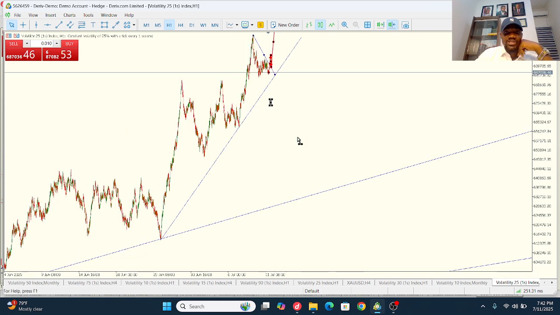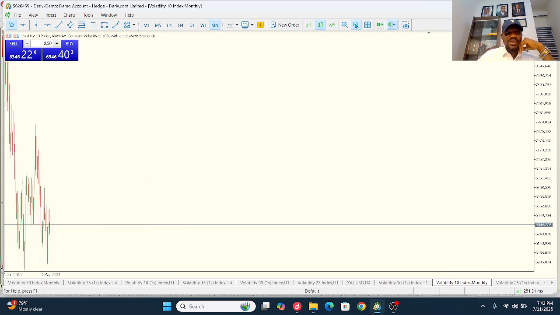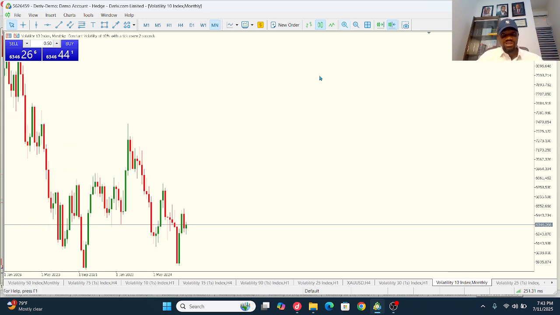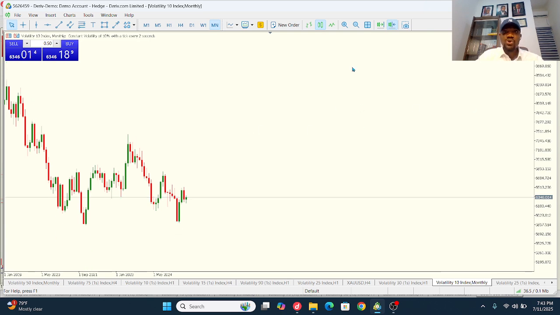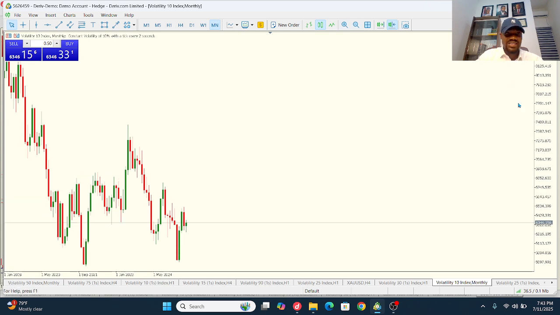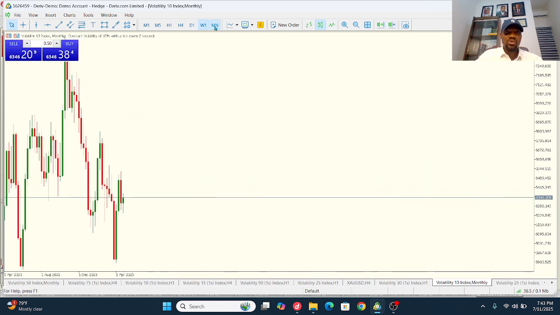Okay, let's go again. Let's look at another pair. Let's say V10. How to draw your trend line correctly. Don't forget, that's what we are looking at. Because I want to start looking at different strategies, but we cannot do that until we understand how to draw our trend line. So we are in the monthly time frame again.